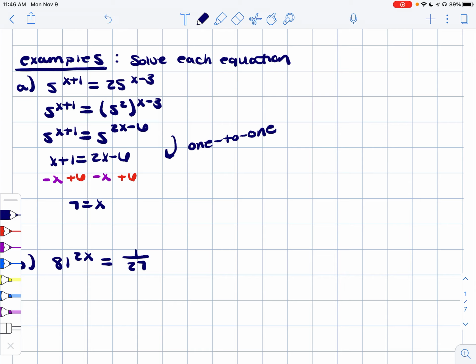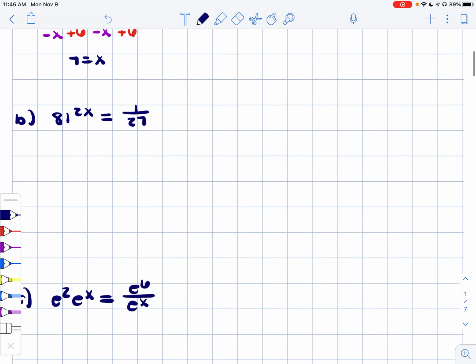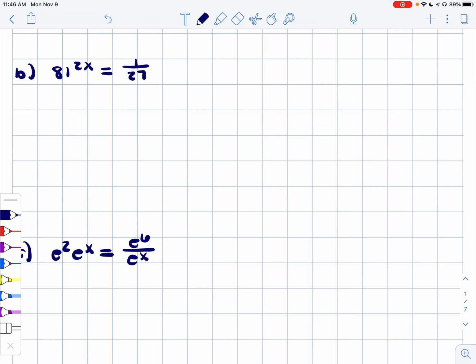All right, so this one-to-one property is going to be useful anytime we can rewrite both sides of the equation with the same base. Let's go ahead and take a look at a few more examples. All right, so our next one is 81 to the power of 2x is equal to 1 over 27. All right, so again, when we look at this, we definitely don't have the same base yet. We have an 81 on the left, we have a 27 on the right. But we're going to be able to rewrite both sides as 3 to a power.